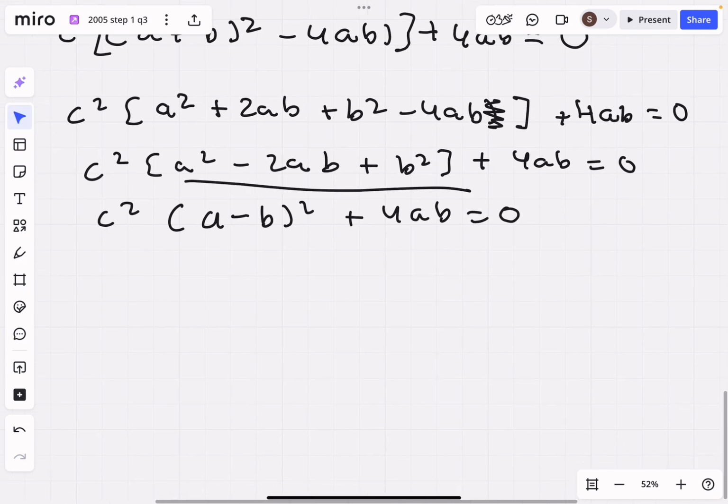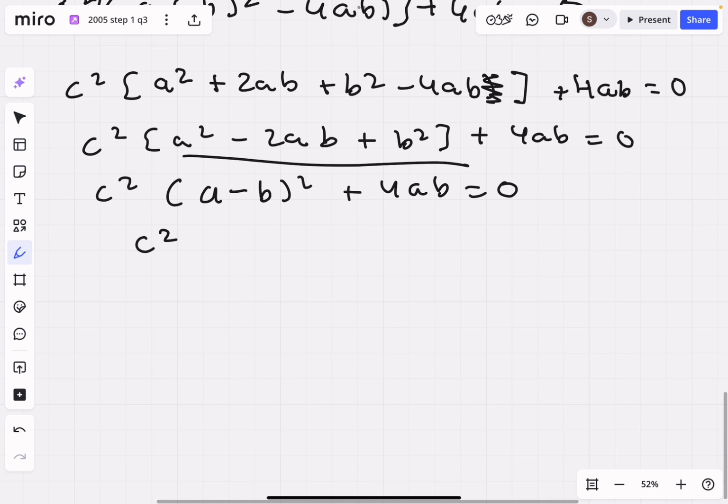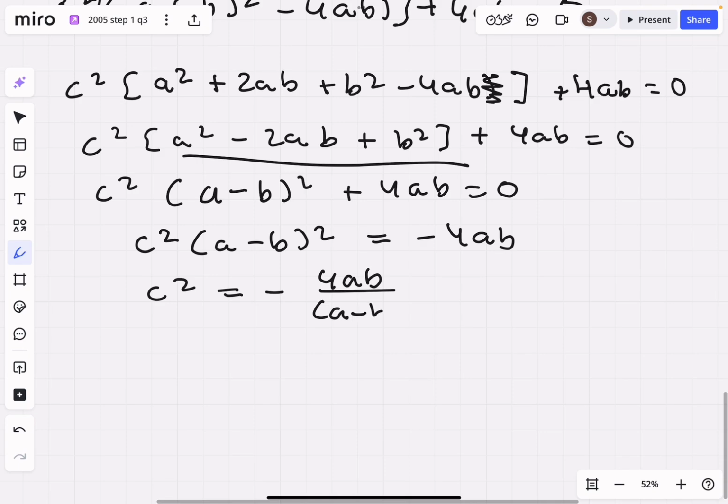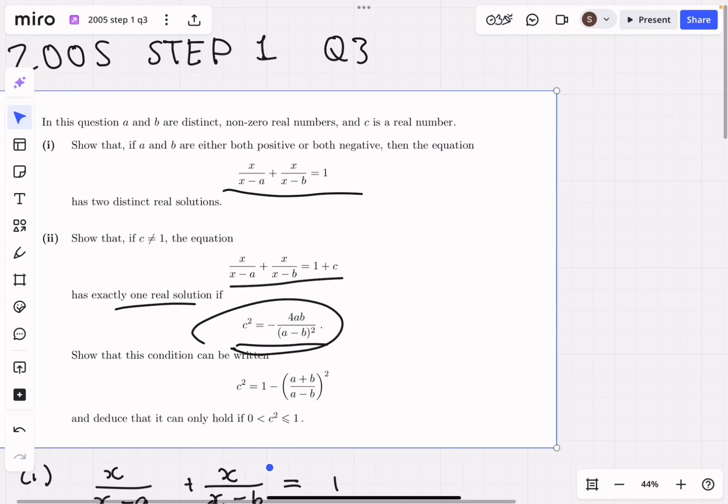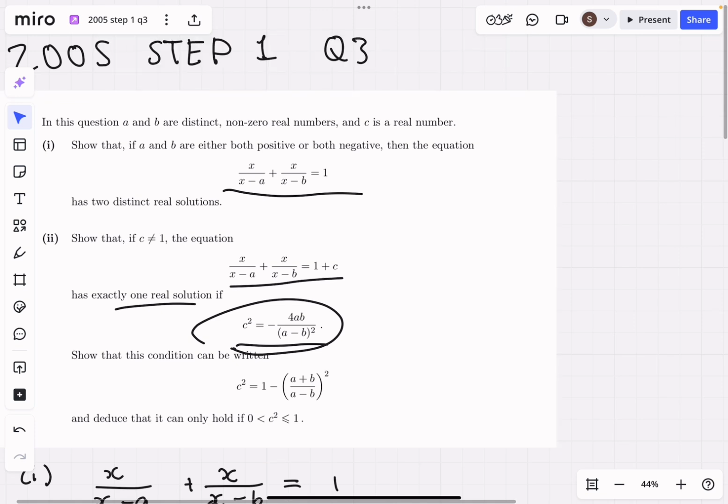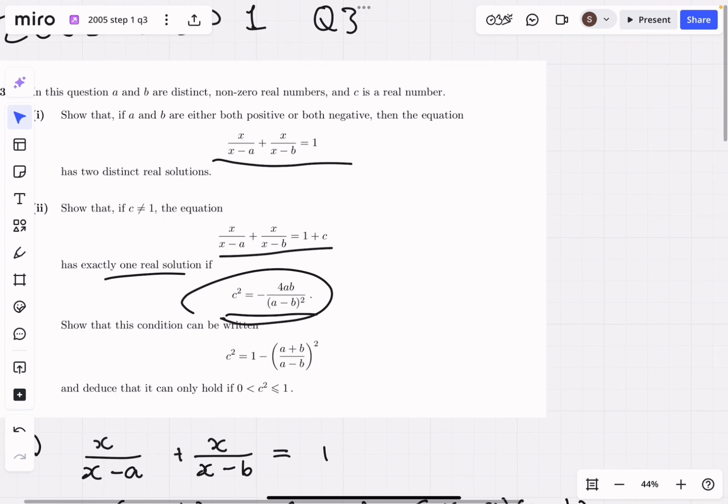And now I want to move the 4ab to the other side. So we take it away on the side. And now divide by (a minus b) squared. So that equals minus 4ab over (a minus b) squared. And now we have finished the second part. So we have shown that it only has one real solution if this condition holds true. And it does, in fact. So now we have to show that this condition can be written as this.